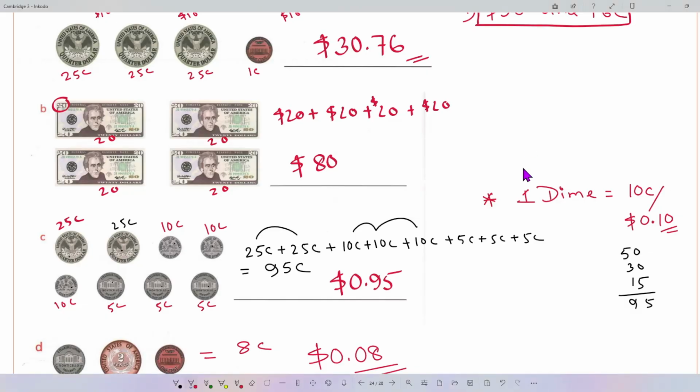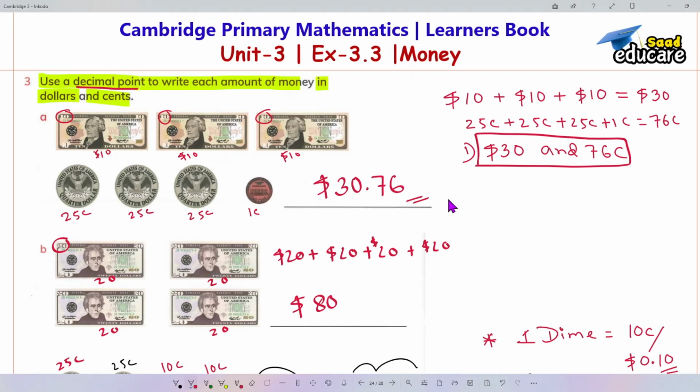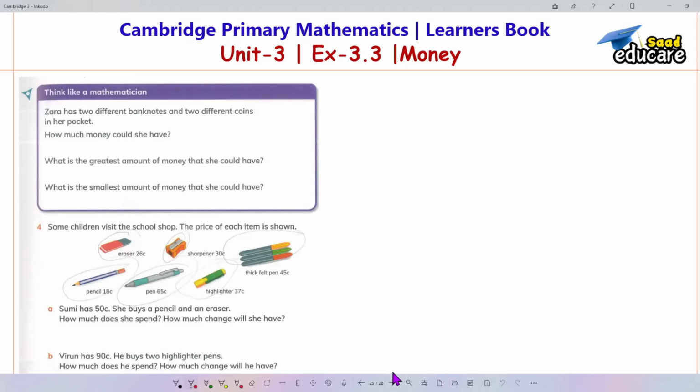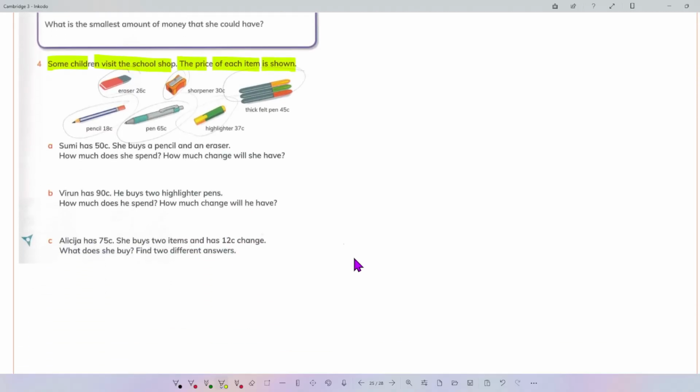So we already discussed lots of things in this episode. Next episode we will discuss much more important things, like some children visit the school shop, and the price of each item is shown. So these kinds of problems we will discuss next episode.